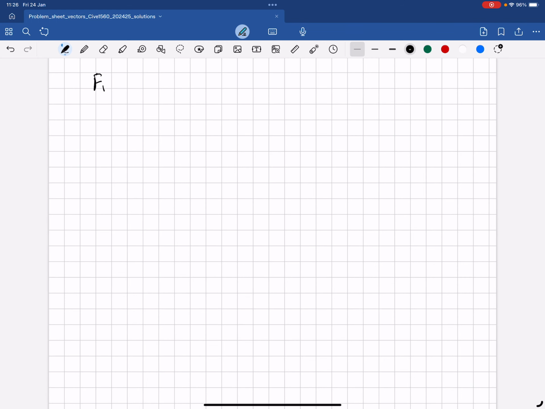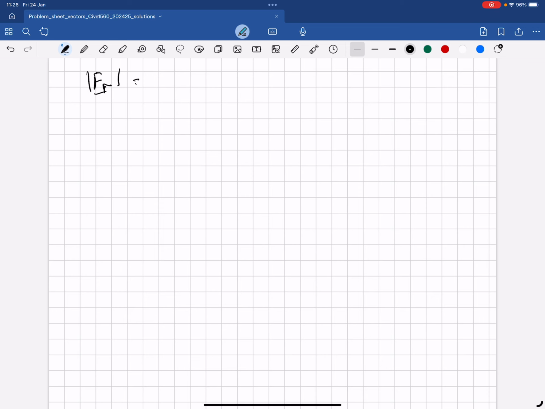The magnitude of F_R is equal to the square root of each of the components squared. So just the Pythagoras: 146.1 squared plus 576.3 squared plus, let's keep that in the square root, 77.9 squared. And that all calculates to 599.6 newtons. We could probably just say this is 600, but we'll leave it for now.